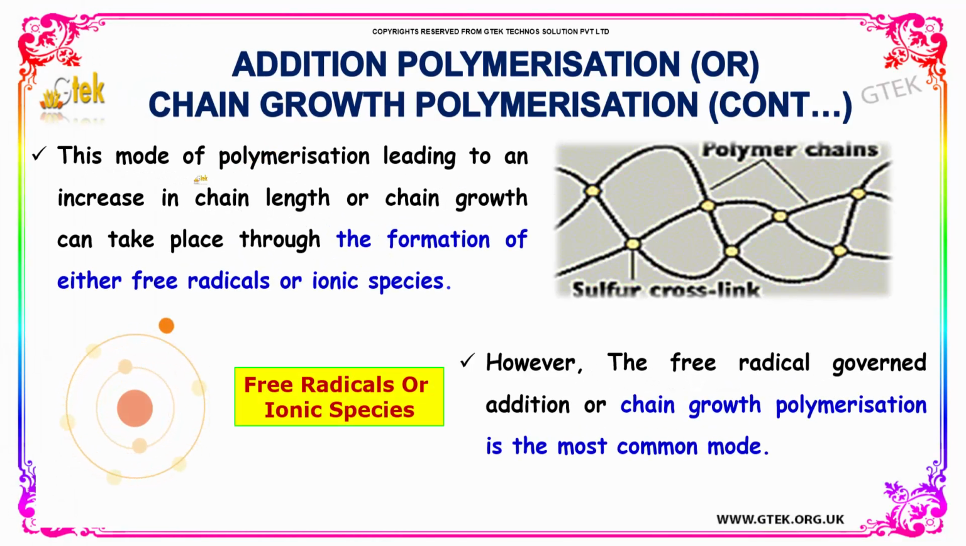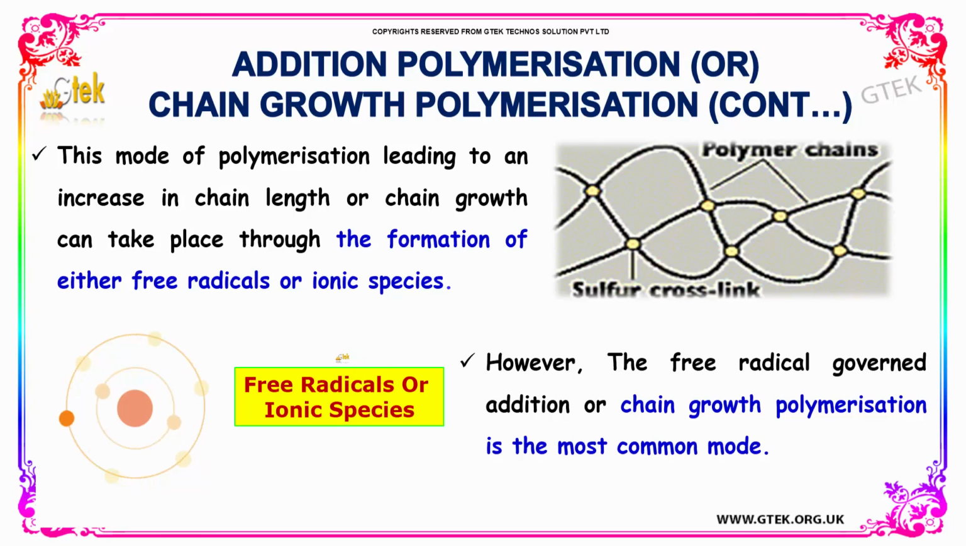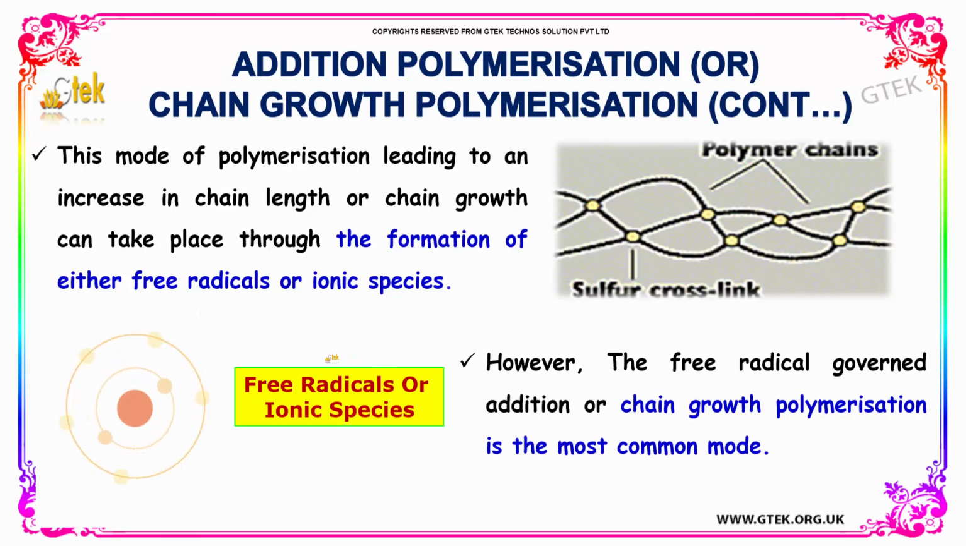The mode of polymerization leading to an increase in chain length or chain growth can take place through the formation of either free radicals or ionic species. However, the free radical governed addition or chain growth polymerization is the most common mode.